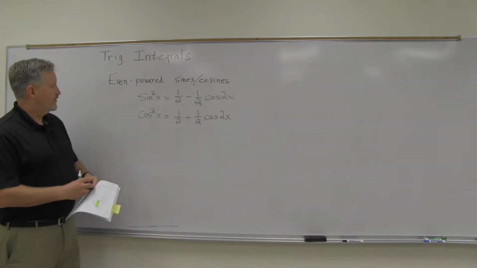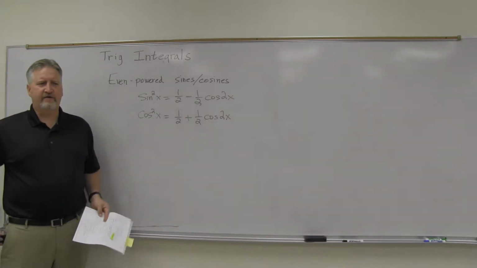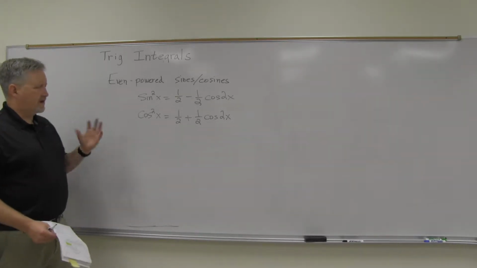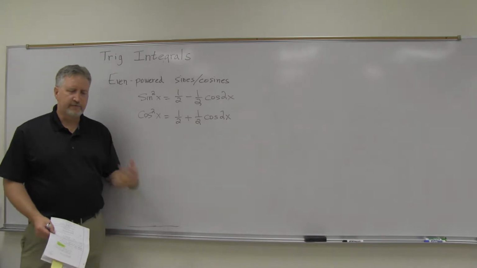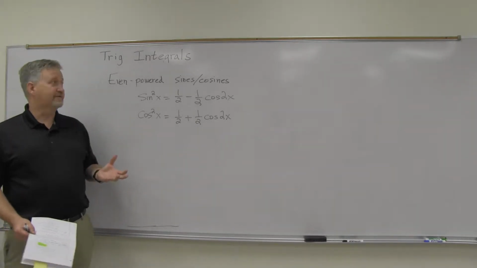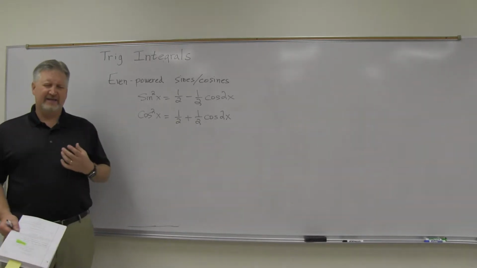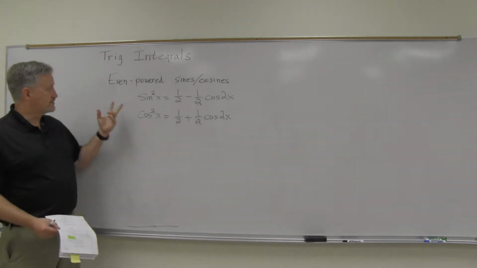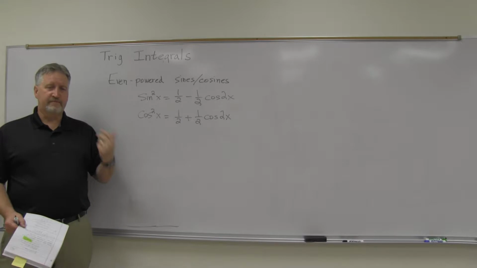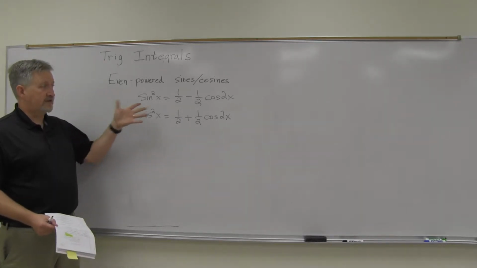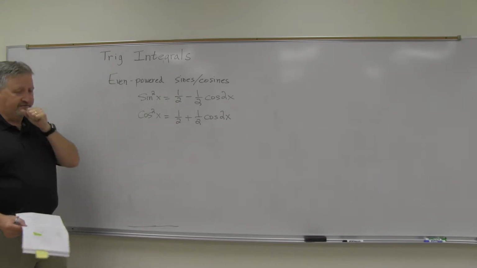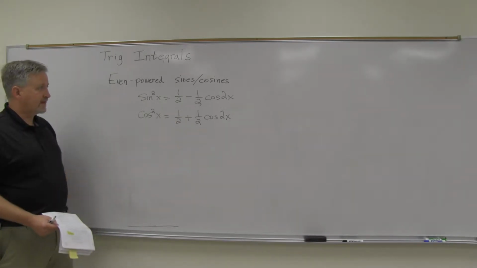What if we have only even-powered sines and cosines? We looked at something we can do with odd-powered sines or cosines in an integral. What if we just have even-powered sines and cosines? Well, it's a little more complicated because instead of using the Pythagorean identity, you have to use the double angle cosine identity, actually an altered form of it.